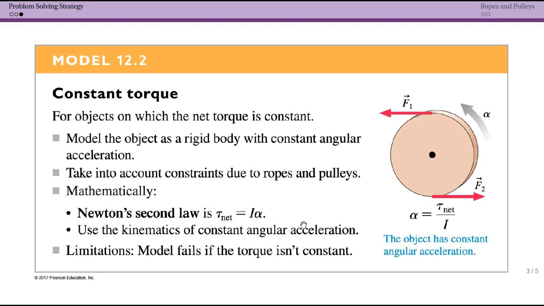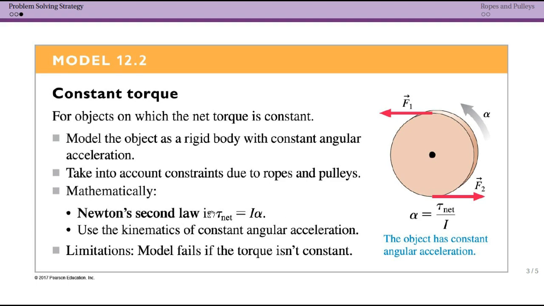Just like before, when we had a constant force model, we now have a constant torque model. In our constant torque model, we have a rigid body, so it's not a particle, and we have a constant angular acceleration. So constant torque relates 100% to constant angular acceleration. If you do not have a constant angular acceleration, then you can't use the equations that we've been looking at. You'll need to take into account constraints due to ropes and pulleys, which we'll talk about next.